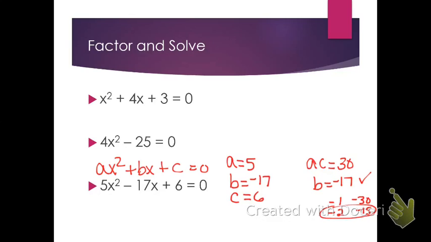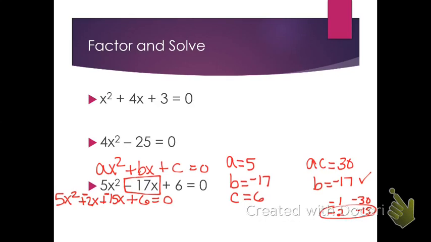So I'm going to be replacing my middle term with the two values that I just found. I'm not changing the 5x squared. I'm not changing the plus 6 equals 0. But I am going to change the negative 17x into a negative 2x and a negative 15x. So my two numbers were negative 2 and negative 15.